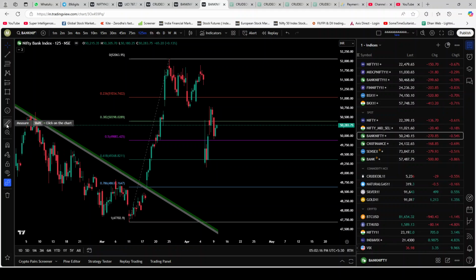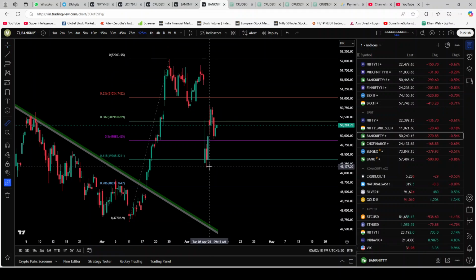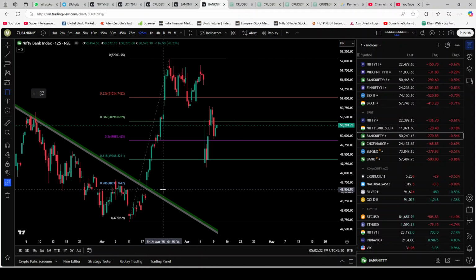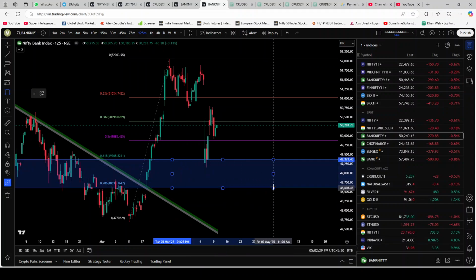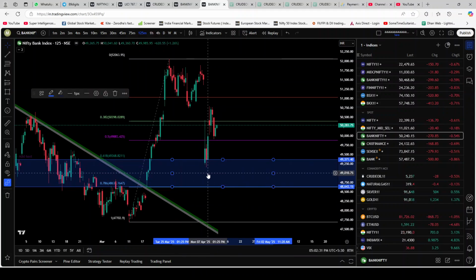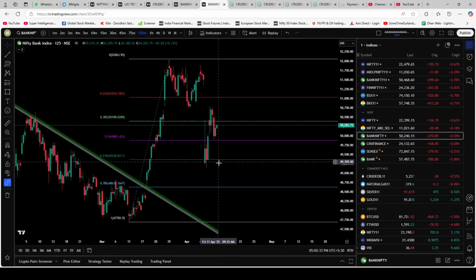Now during this tariff war, it exactly came up to this OTE zone, which is over here between 0.786 to 0.618. This is the OTE zone. Exactly from the OTE zone, it's bouncing back. In theory, it should go make a new high from here.